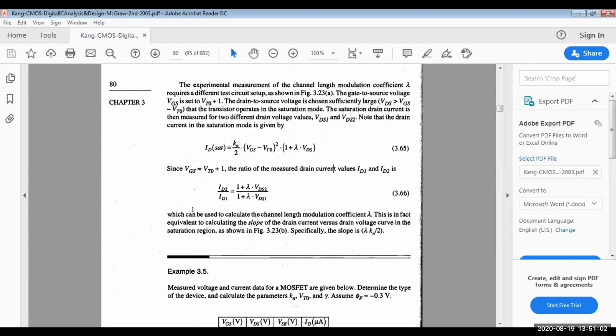We will take the ratio of the two currents, ID2 divided by ID1. If we take the ratio of the different current values, as you can see in this equation, the k and this factor will be cancelled, so only the factor 1 plus lambda VDS remains. So we get this equation. Then, taking the values from the plot and solving this equation, we will get lambda. So this was a theoretical explanation of how we will measure the parameters.